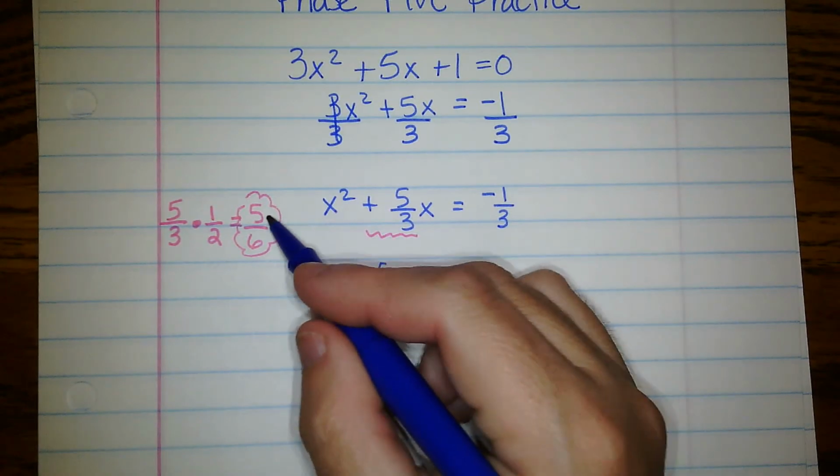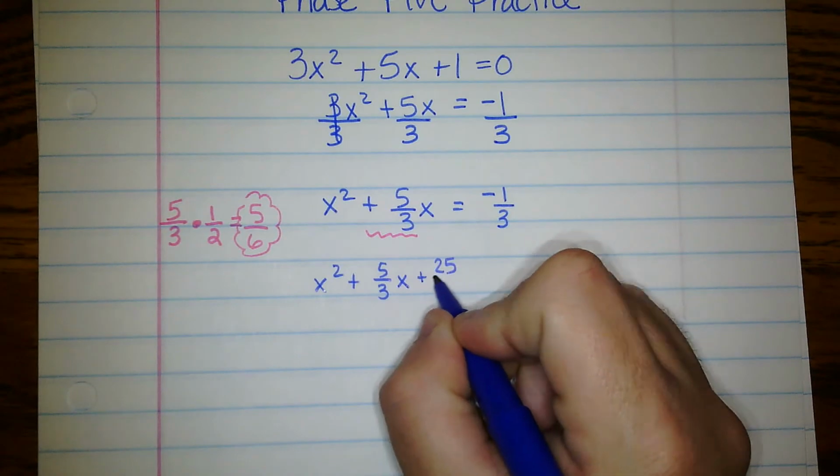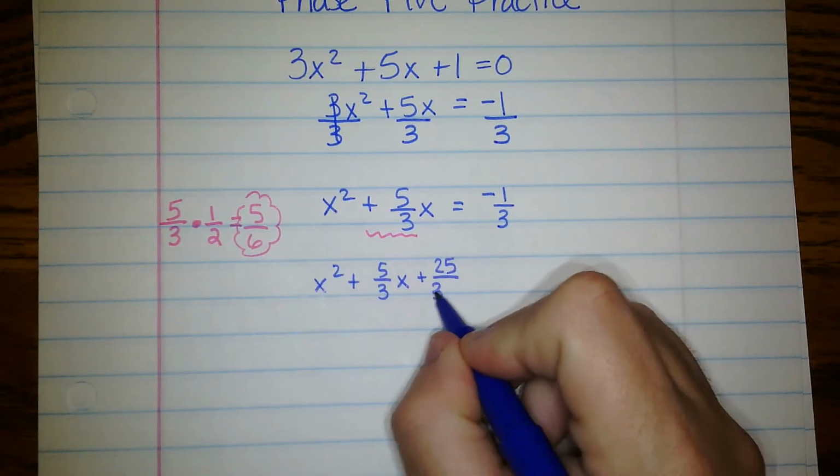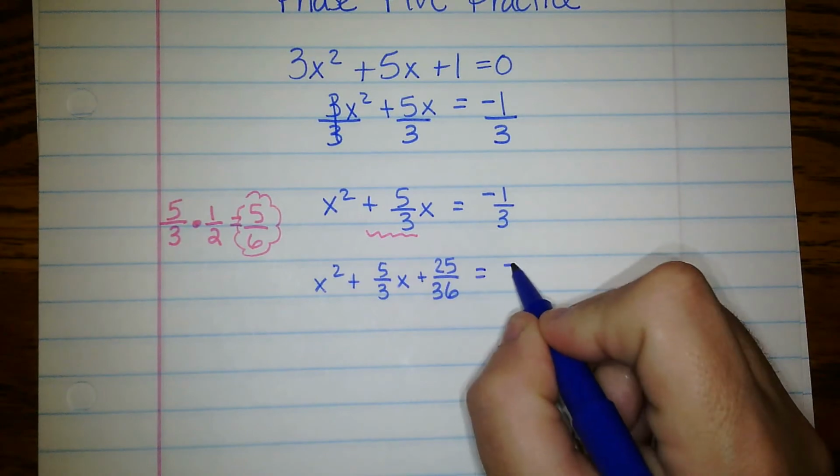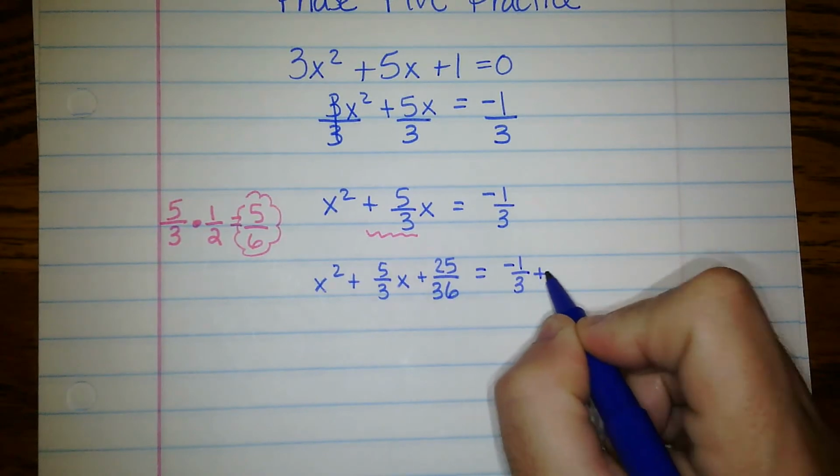Don't forget that we need to square that when we complete the square. So I'm going to do 5 times 5 is 25, 6 times 6 is 36. So this is 25/36, and that's what's going on both sides of the equal sign.